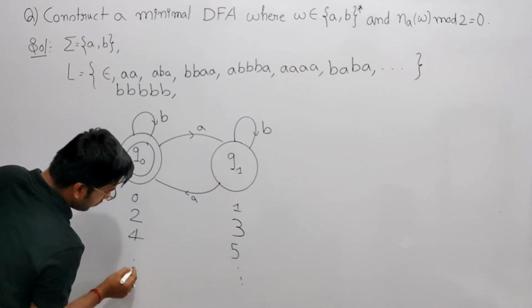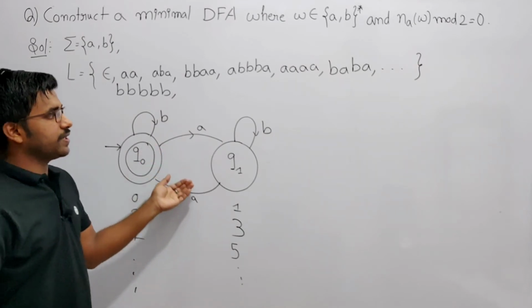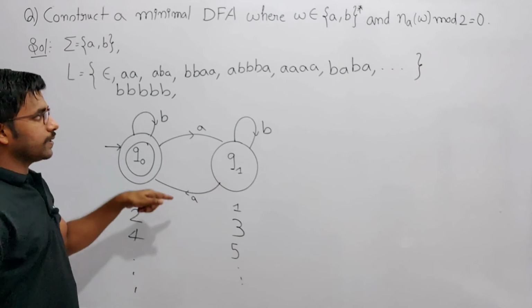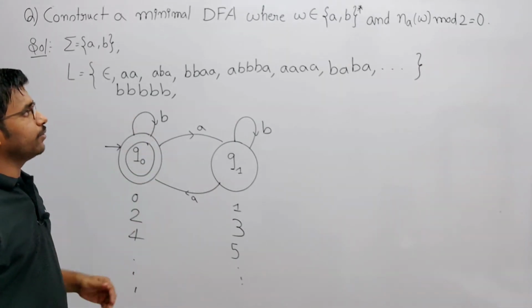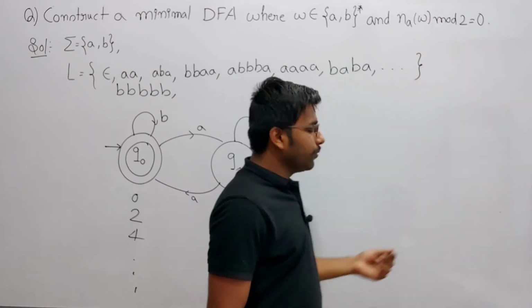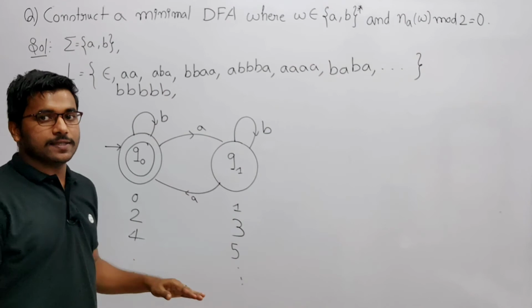So here the number of A's are increasing. Before the first A, any number of B's can come. After the first A, any number of B's can come. After 1 B, any number of A's can come. So this way we can do it. If I change just the condition here to equal to 1, then only the final state is going to change, but the number of states is going to remain the same.